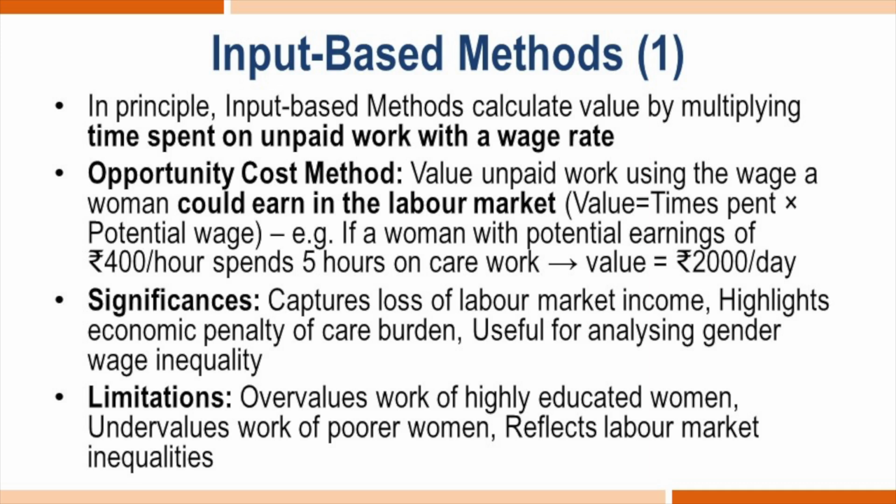All right. For instance, if you want to value women's work, then we have to multiply the time spent by women on an activity and the potential wage. Suppose a woman with a potential earning of 400 rupees per hour spends 5 hours on care work, then obviously it will be around 2000 per day. So 5 hours is your time, and 400 per hour is your potential, prevailing wage rate, and then we find the value by applying the opportunity cost method, that is, the cost she is foregoing for performing household and domestic care work.